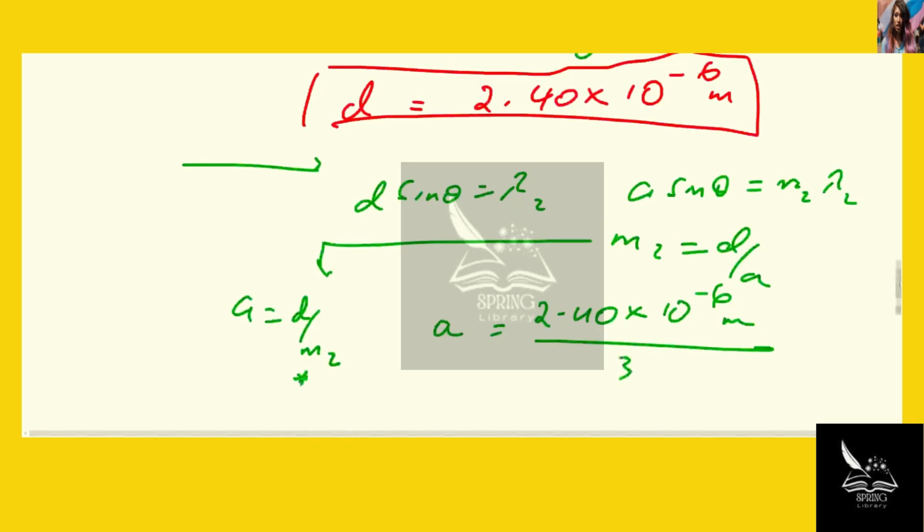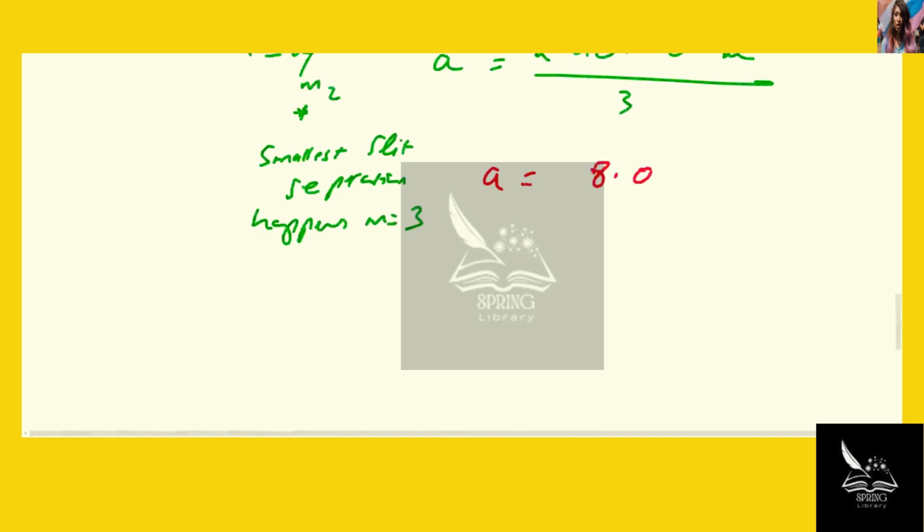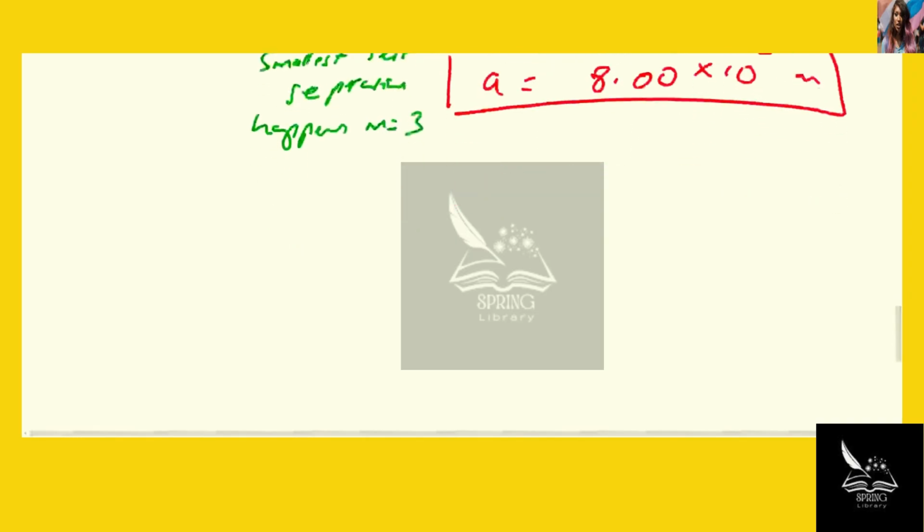And the reason why we're making m2 to be 3 is because the smallest slit separation happens when m equals 3. So then if you simplify this problem, you get to see that a becomes equivalent to 8.00 times 10 to the negative 7 meters. 8.00 times 10 to the negative 7 meters.